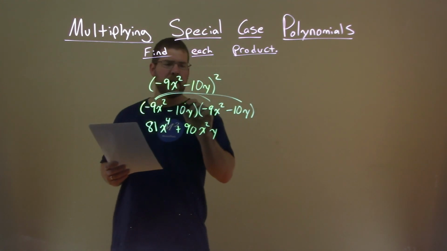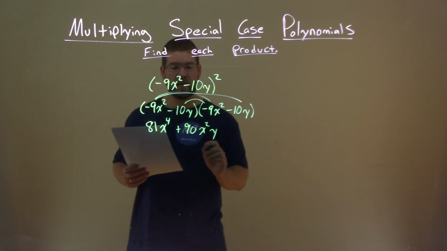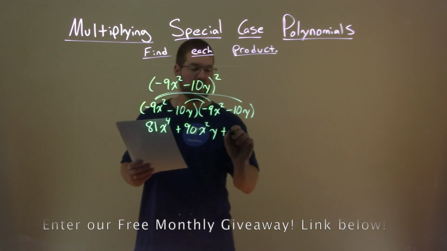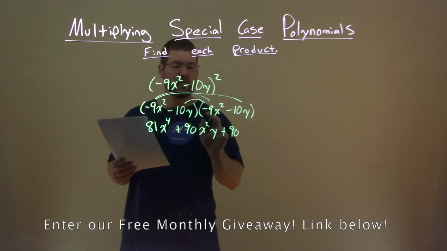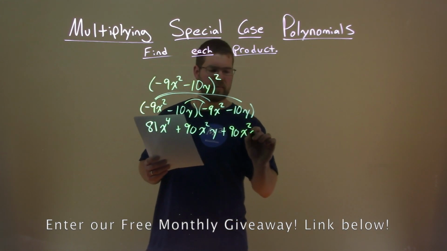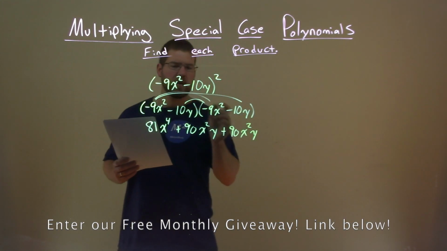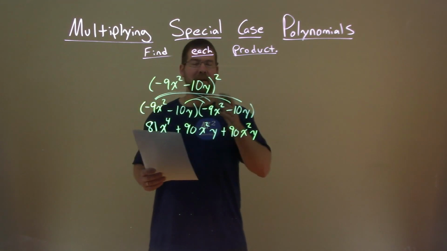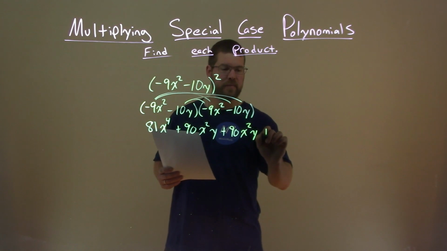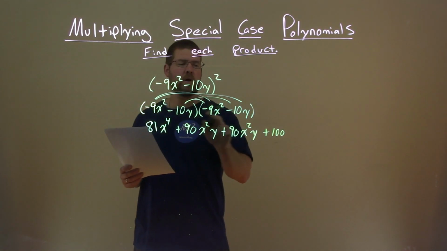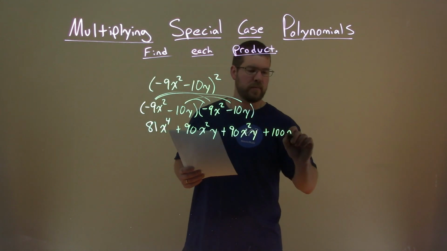Inside, negative 10y times a negative 9x squared. Negative times a negative, again, is a positive. 10 times 9 is 90. And y times x squared, we can write it like this, x squared y. Lastly, we have negative 10y times negative 10y. Two negatives, again, make a positive with multiplication. 10 times 10 is 100. Keep it 100, everyone. And y times y is y squared.